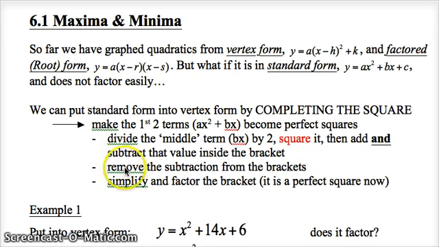Next we remove the subtraction from your brackets, so now you'll only have 3 terms in the bracket instead of 4. And we'll simplify what's outside the bracket and factor the bracket, which is a perfect square.